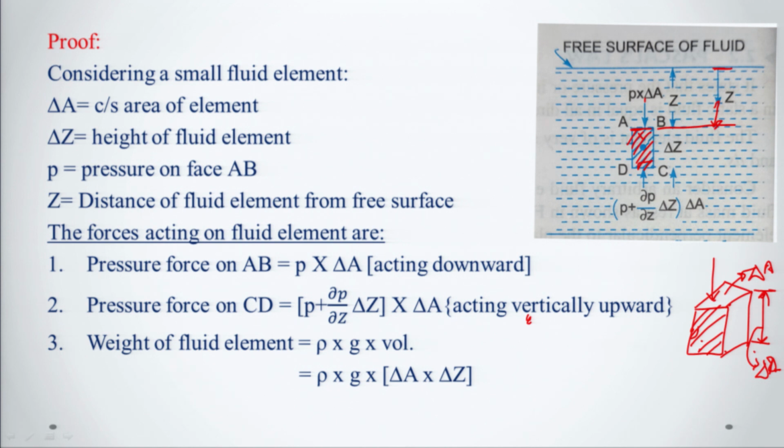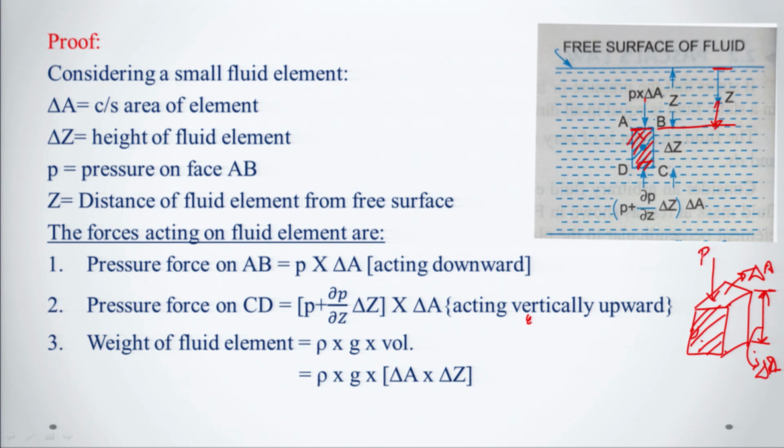Now, to keep this body in equilibrium, we will have some forces acting on this element. And what are those forces? Those are the pressure forces from all directions acting on this fluid element. So, let us look at the pressure forces on the different faces. At AB, which I have told you is acting vertically downward, the pressure force on AB is equal to what? P into delta A.